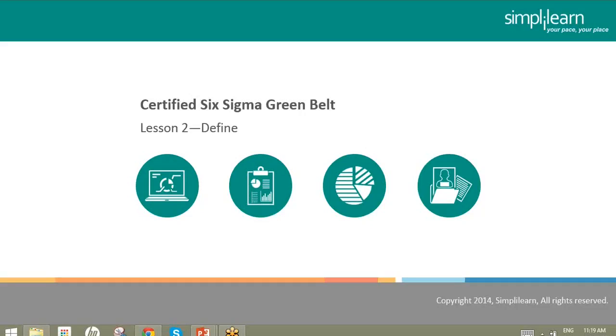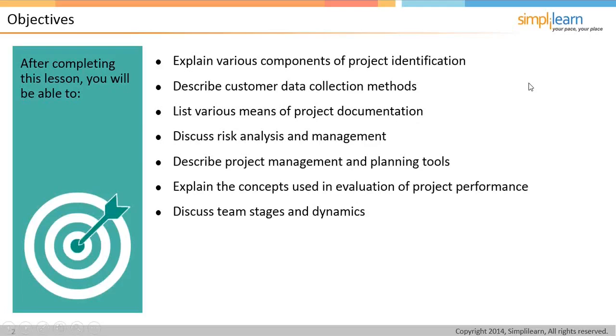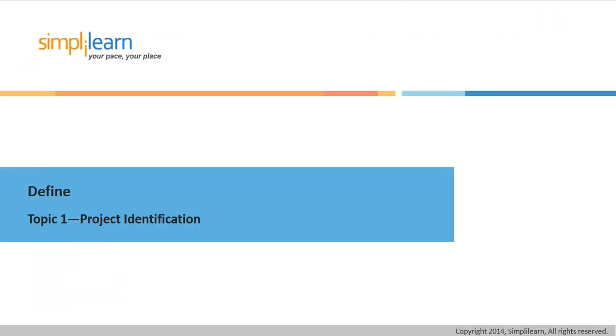So let's go through the define phase. After completing this lesson, you'll be able to explain the various components of project identification. You'll be able to describe customer data collection methods, list various means of project documentation, discuss risk analysis and management, describe project management and planning tools. You'll be able to explain the concepts used in evaluation of project performance. You'll be able to discuss team stages and dynamics.